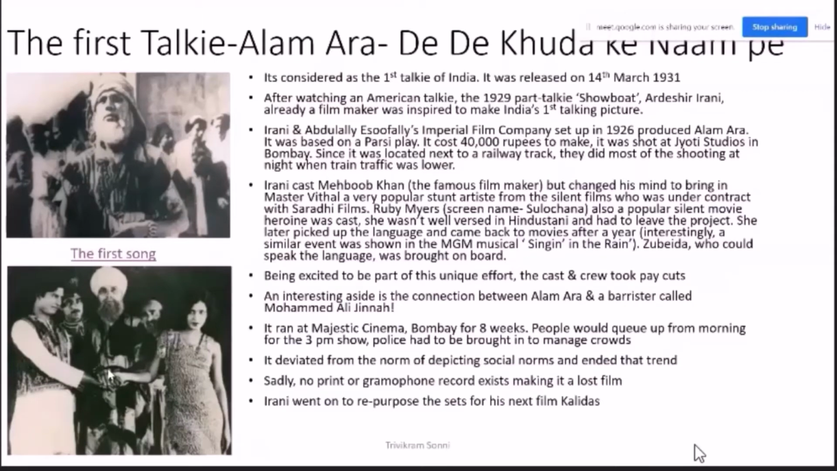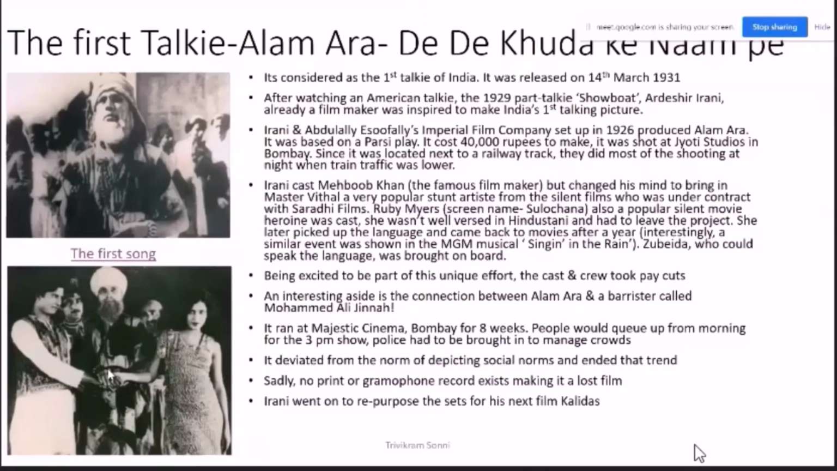It was based on a Parsi play of the same name. So the dialogues and all came from there. It cost around 40,000 rupees to make in those days. It was shot at a place called Jyoti Studios in Bombay. And the studio happened to be located next to a railway track. So they had to do most of the shootings at night when train traffic was lesser.